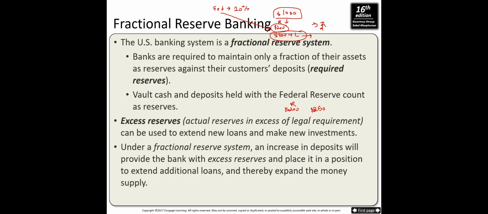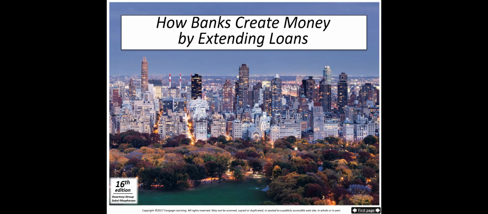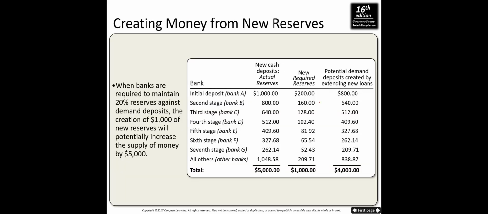Under a fractional reserve system, an increase in deposits will provide the bank with excess reserves and place it in a position to extend additional loans and thereby expand the money supply. So now the next topic we will talk about is how banks create money by extending loans. So let's see this example.